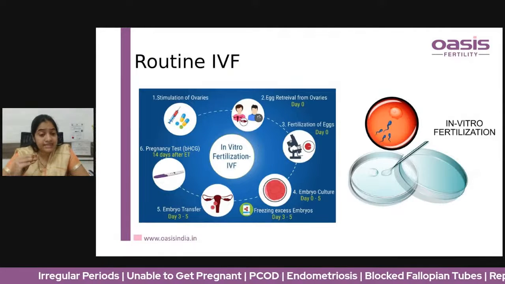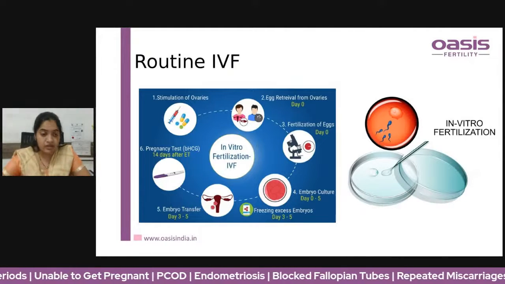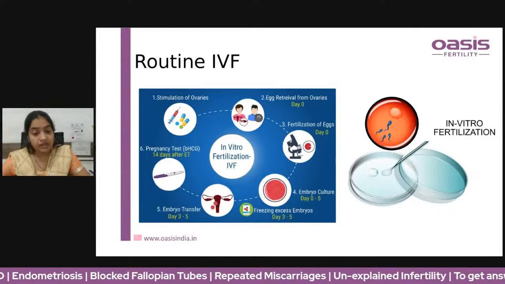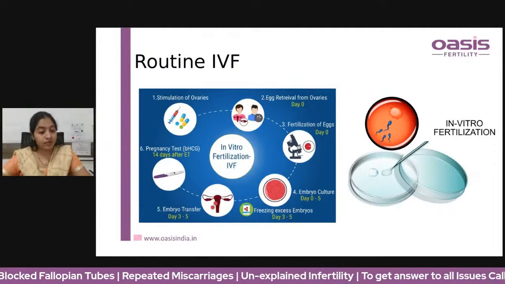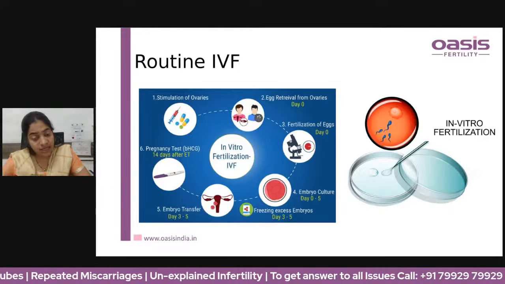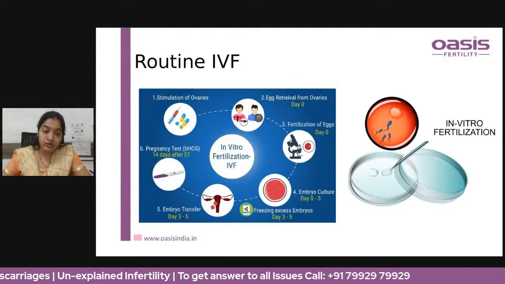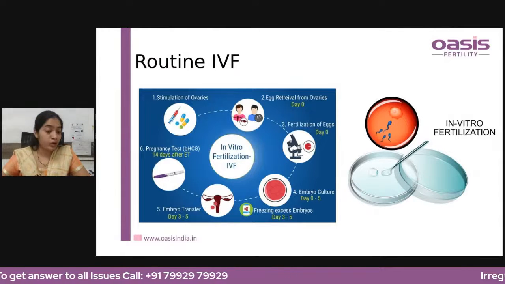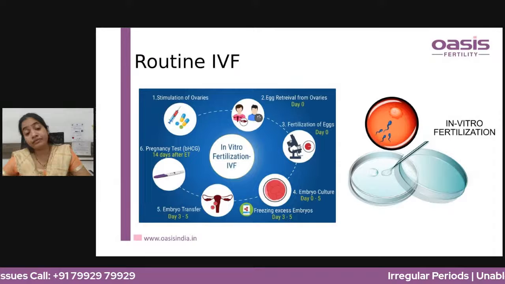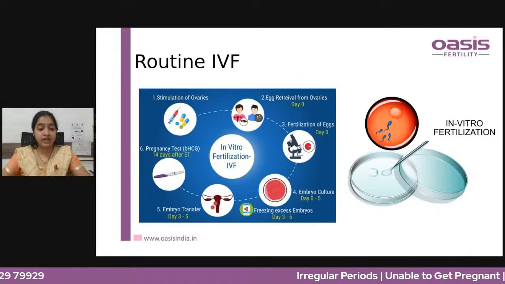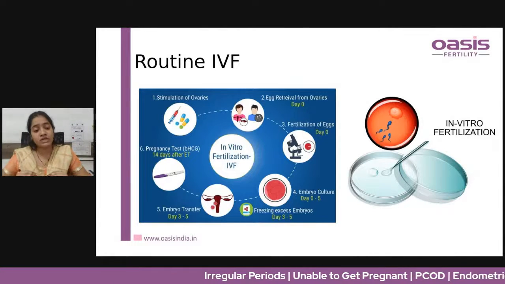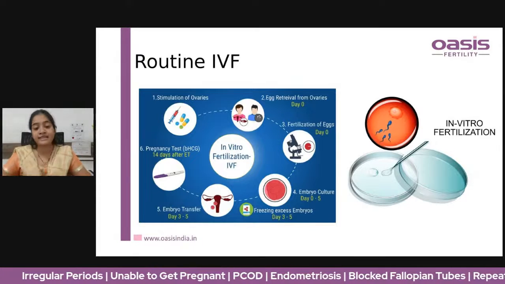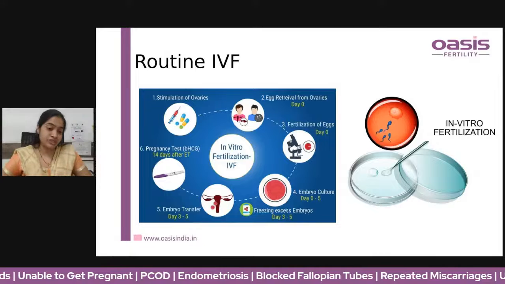What is this ovum pickup, egg retrieval, or oocyte retrieval? Whichever eggs are formed and matured, they are retrieved with the help of a needle. This is a procedure carried out under short general anesthesia, where the patient will not have any pain or understand what procedure is being carried out, because the patient is under sedation. A short anesthesia is given, and then the procedure is carried out.